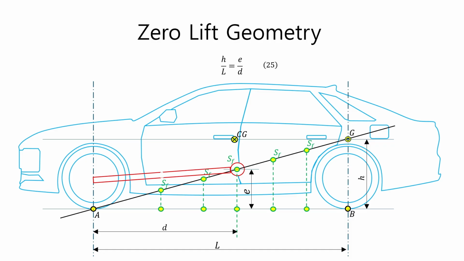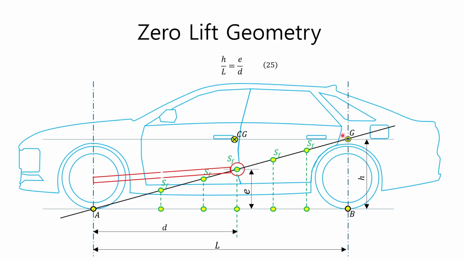For a front-wheel drive solid axle, let's examine the geometry required to achieve zero lift. Based on the conditions expressed in equation 25, the geometry required to achieve zero lift can be expressed as shown here. Point G contains the center of gravity, CG, and is the point where a horizontal line parallel to the ground intersects a vertical line passing through the rear tire contact point B.